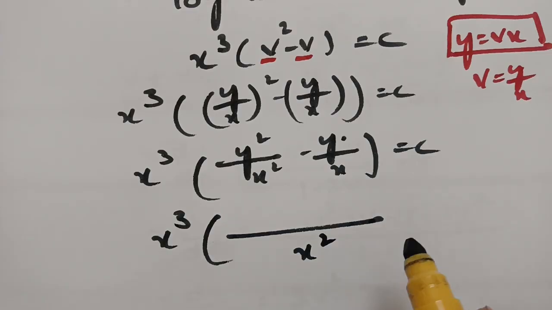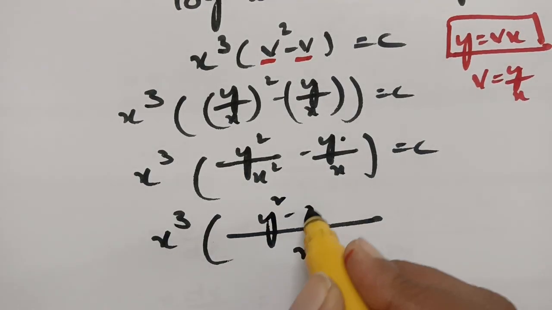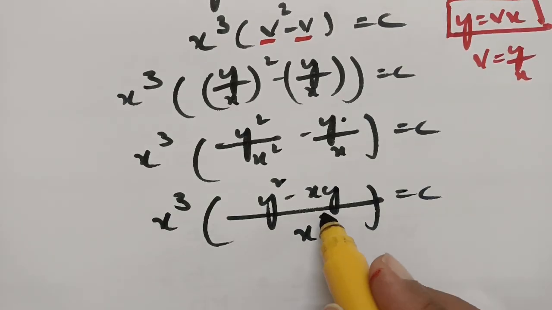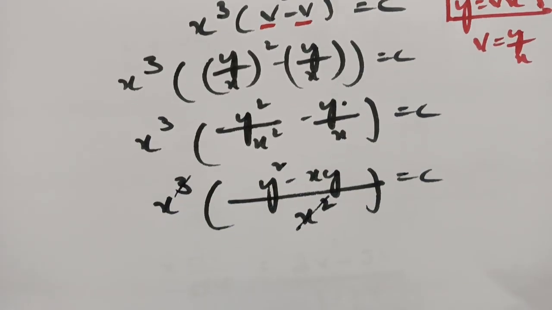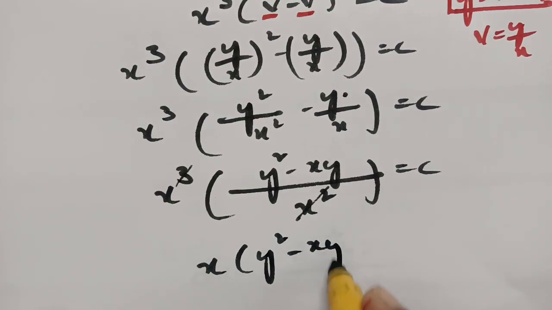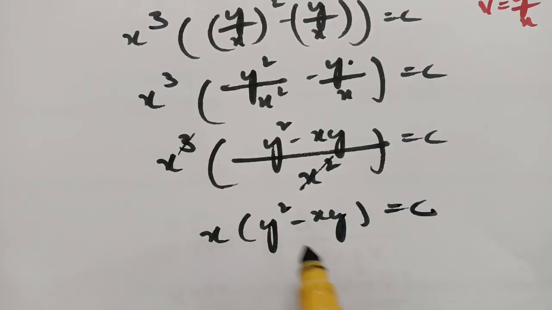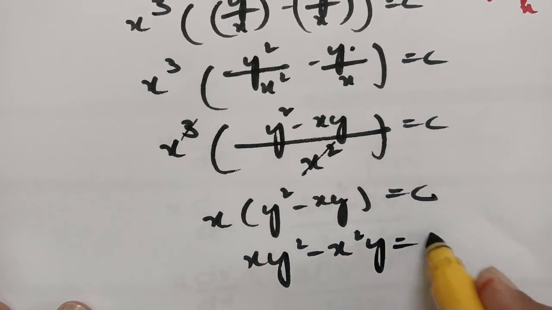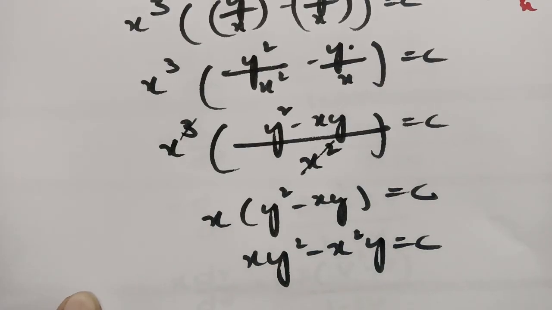If I take x square common, this will be y square minus xy, which is equal to c. And now I can cancel x square, two times. So this will be x times y square minus xy is equal to c. If I multiply, this will be xy square minus x square y is equal to c, which is the solution for the given differential equation.